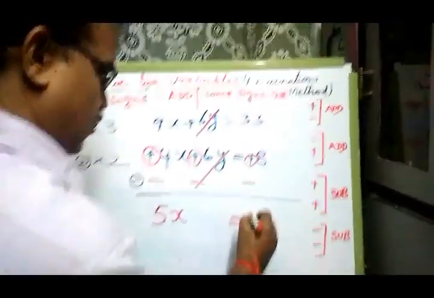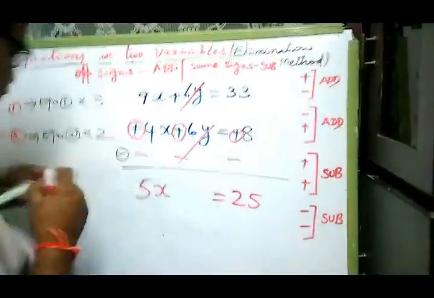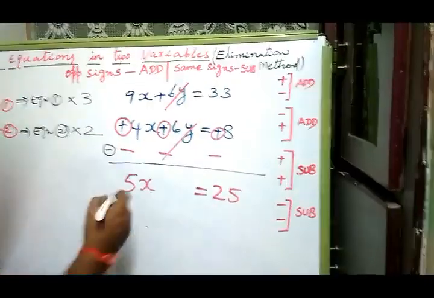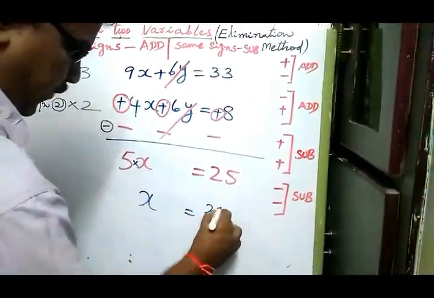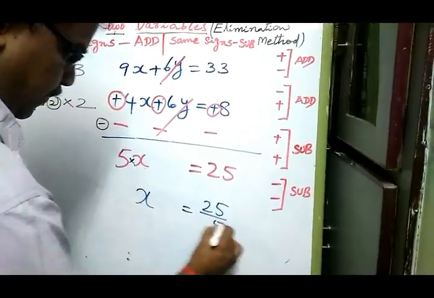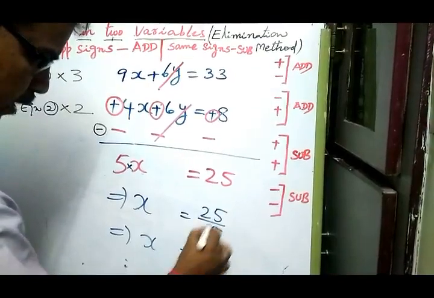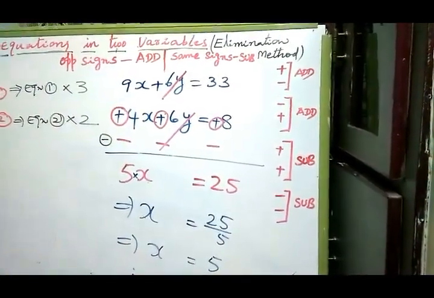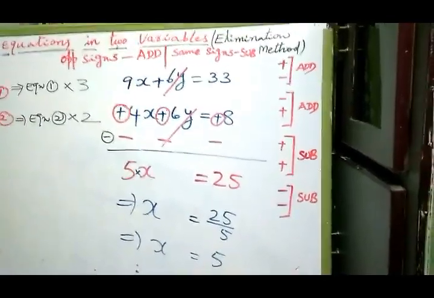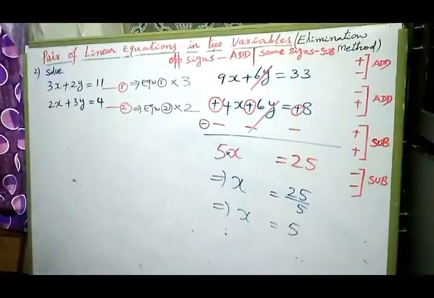So it is 25, 33 minus 8. 5 into x is equal to 25. x is equal to 25 divided by 5. That implies x is equal to 25 by 5, which is 5. Now substitute to get the y value. Substitute x is equal to 5 in either equation 1 or 2.